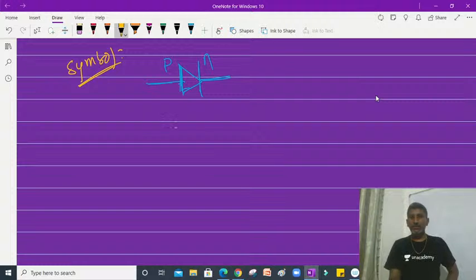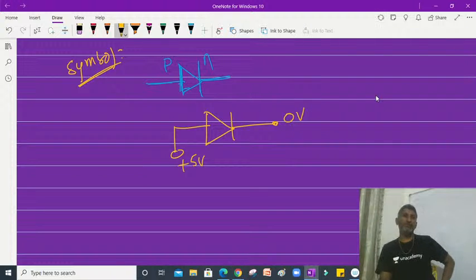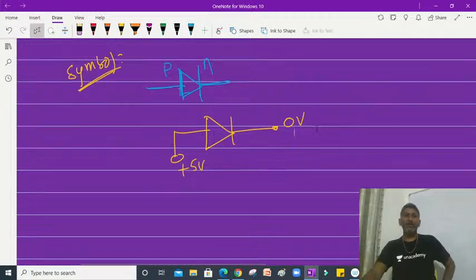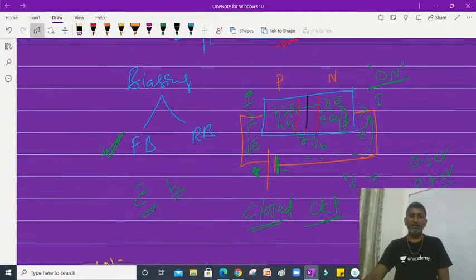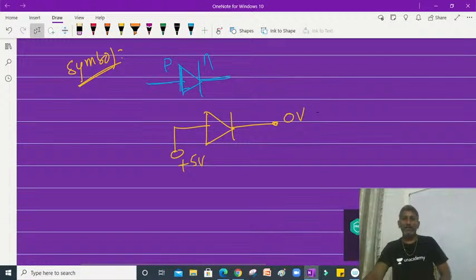Now suppose, students, one circuit diagram is given like this. Here it's given with plus 5 volts. Here it's given with 0 volts. Diode is shown like this, and it is asking whether the diode is in forward bias or reverse bias. Reverse bias is not yet discussed, but for example, if I say for this.